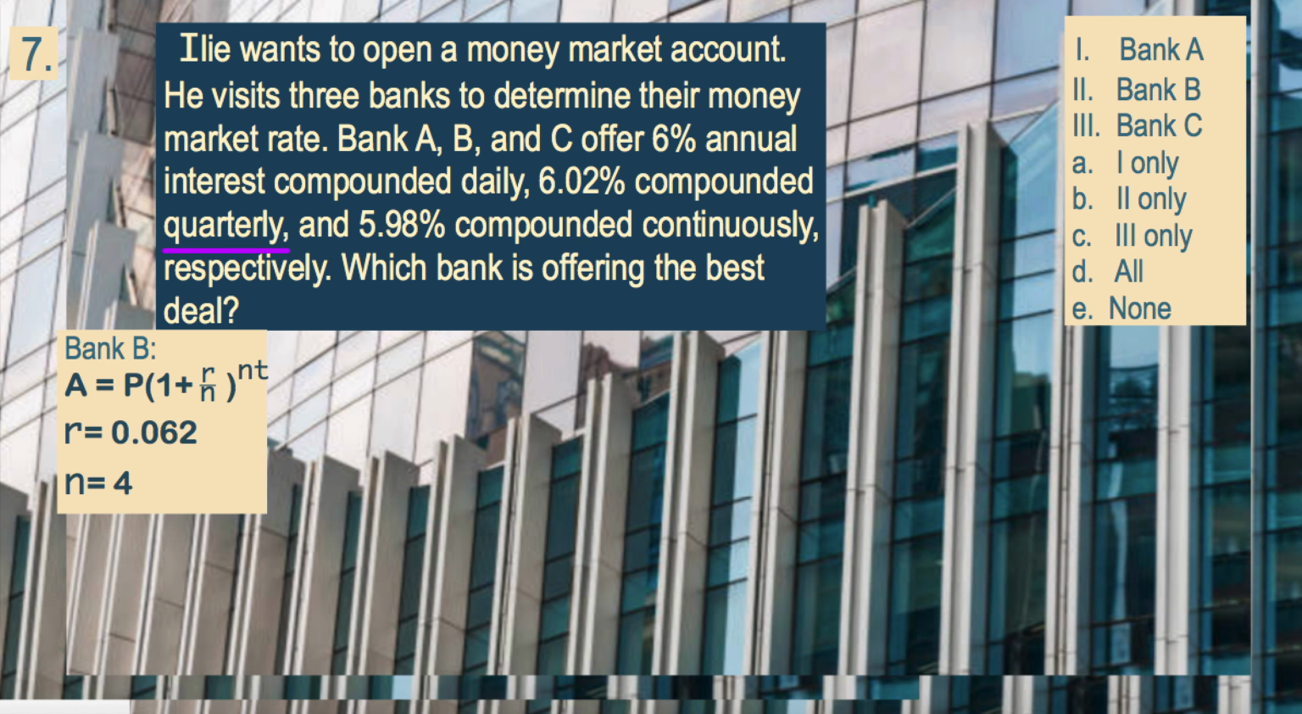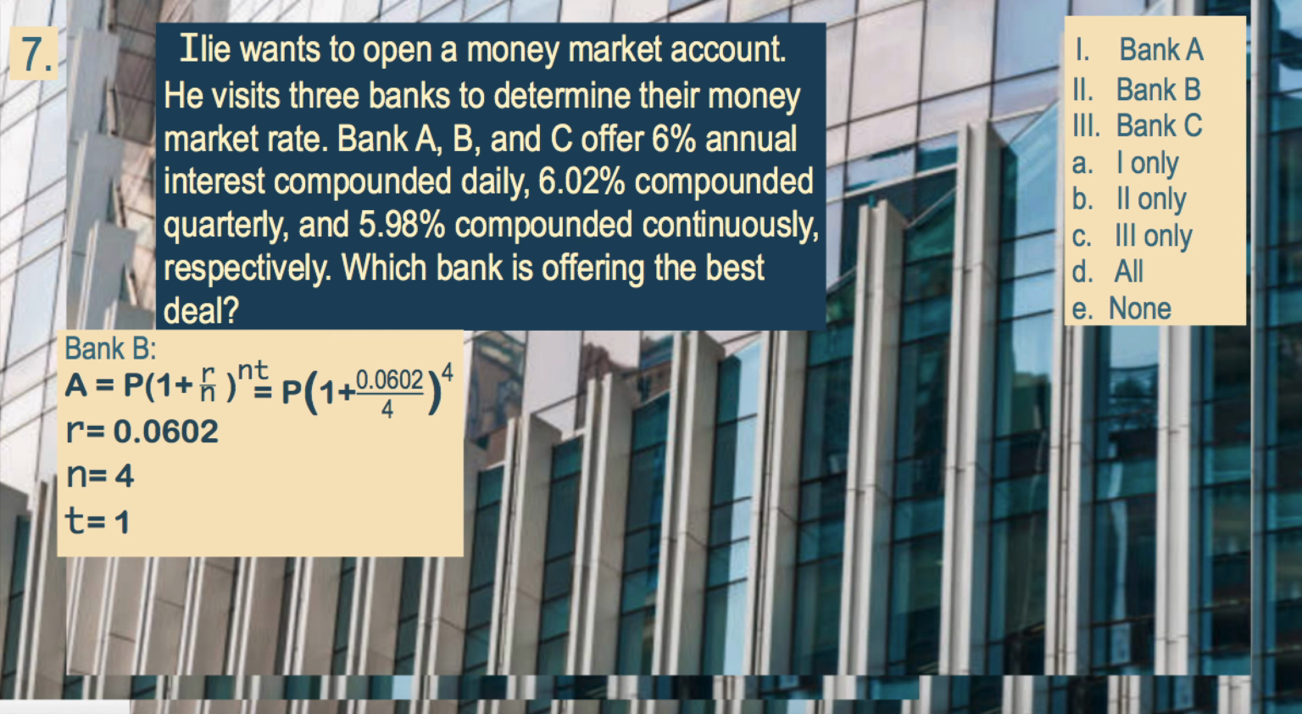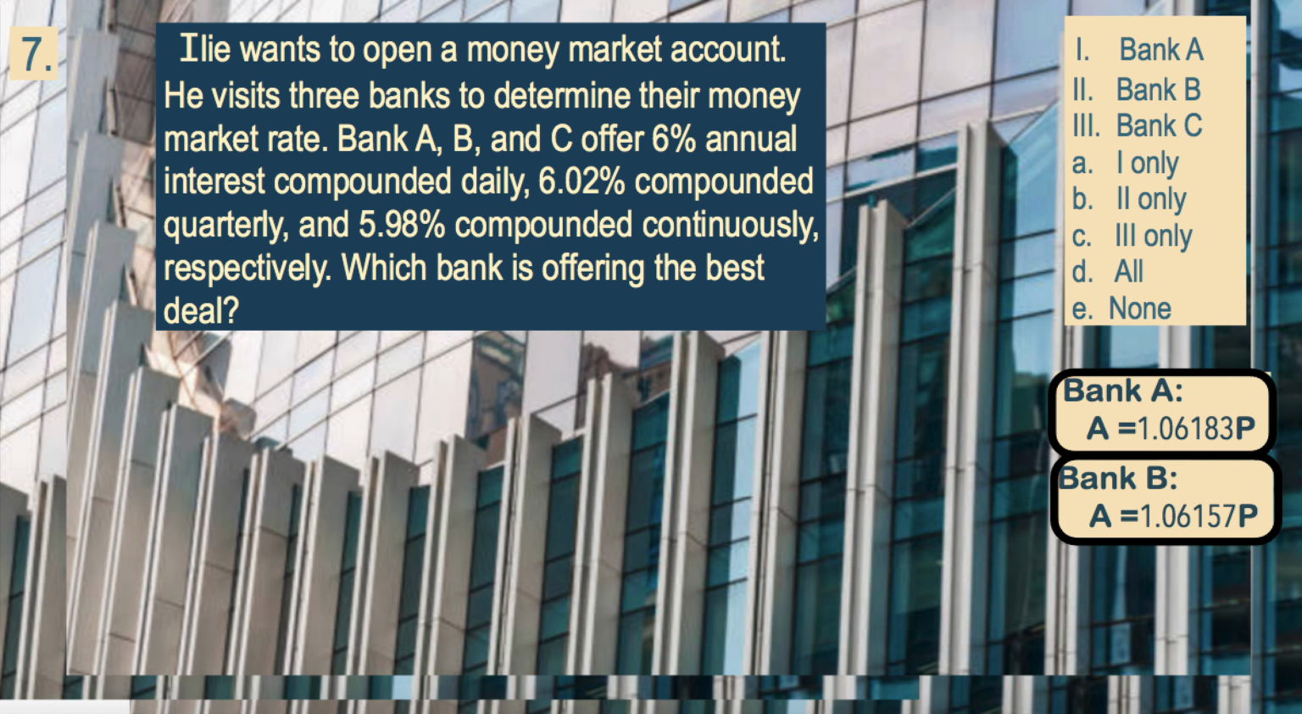Moving on to Bank B, our rate this time is 0.0602, but it's compounded quarterly, so N is 4. 4 quarters in a year. Time is the same, 1, because we're doing a comparison against the 3 banks. Keep that constant. Now, let's solve. P times the quantity 1 plus 0.0602 over 4, everything raised to the 4th power. That gets us a value of 1.06157 P. So jot that down for Bank B. Amount is equal to 1.06157 times the principal.